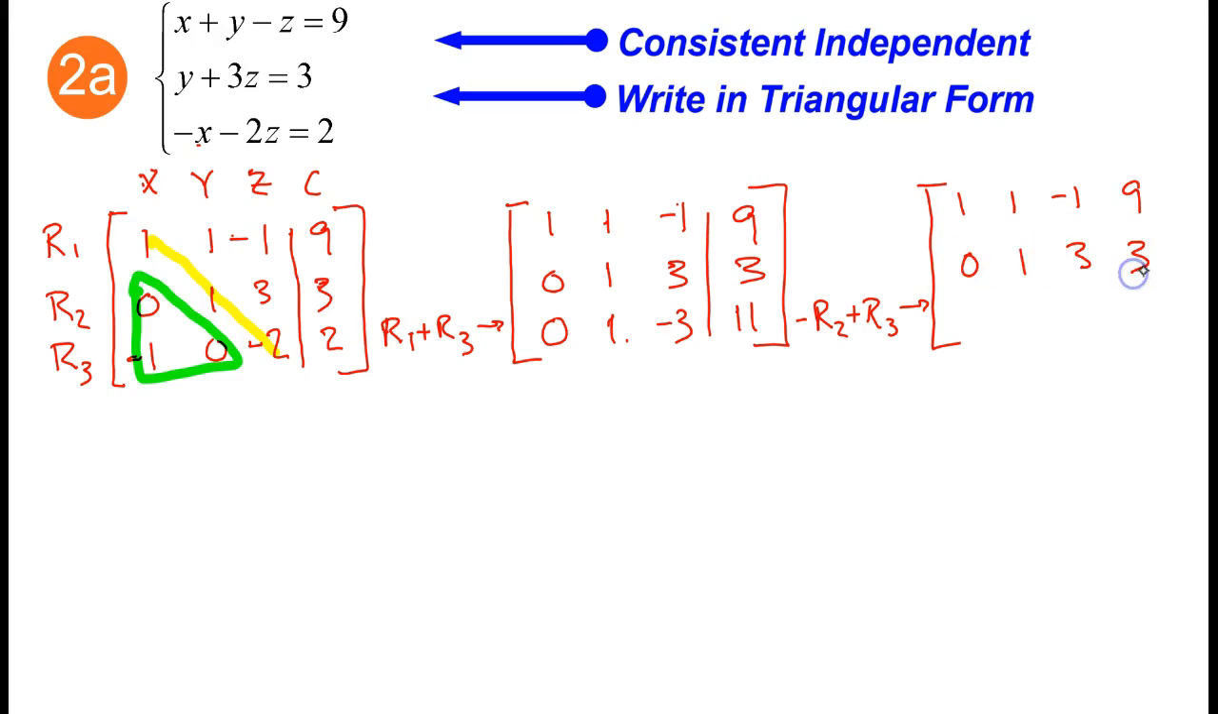Row 2, unchanged. Row 3, now I'm going to take the opposite of 0 and add it to 0. That's 0. The opposite of 1 and add it to 1. That's 0. The opposite of 3 and add it to 3. That'll be negative 6. The opposite of 3 and add it to 11. That'll be 8.